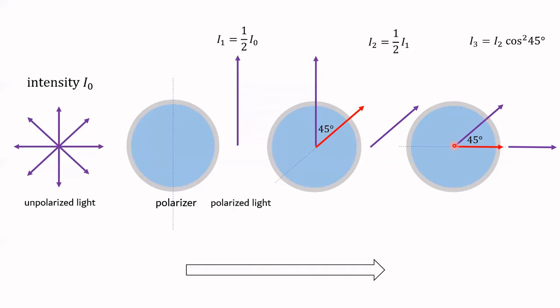Honestly, the best way to think about it is you're taking an electric field, you're resolving it into components, one of which is parallel to the polarizer axis. That's the component that's passed. And then you remember that intensity is equal to the square of the electric field. So rather than just applying Malus's law, you kind of get where it comes from. And that's probably a better way to approach problems.